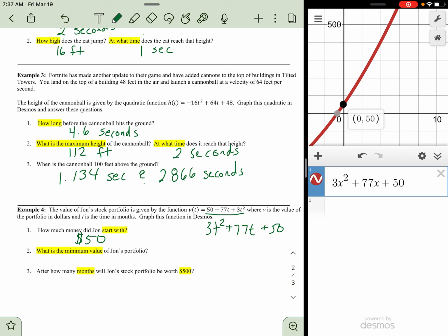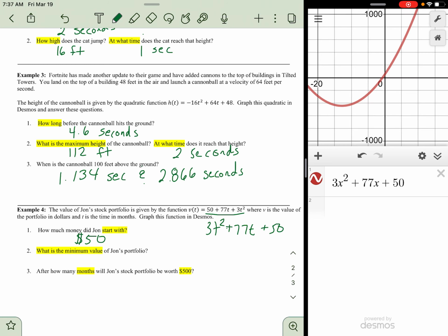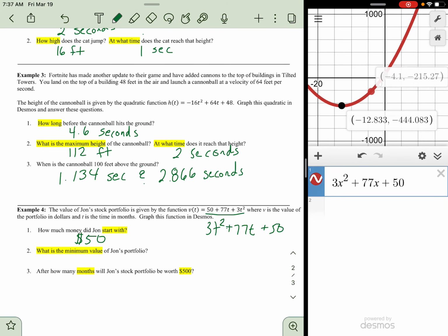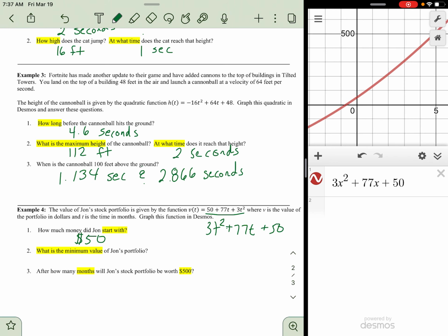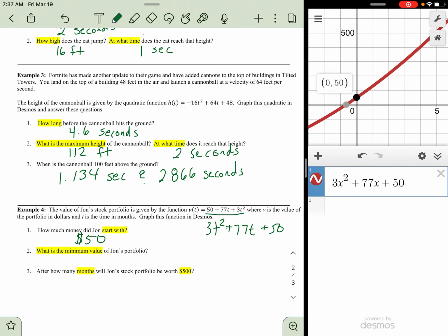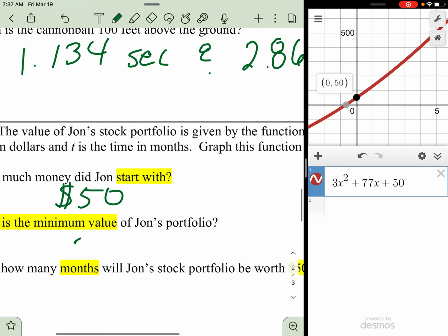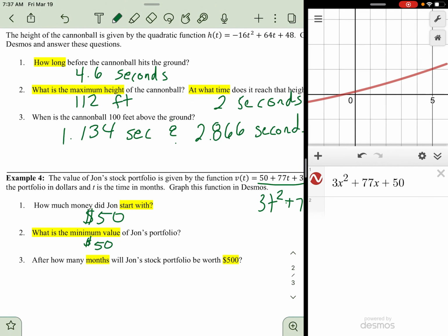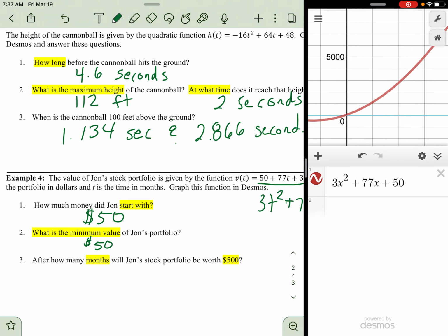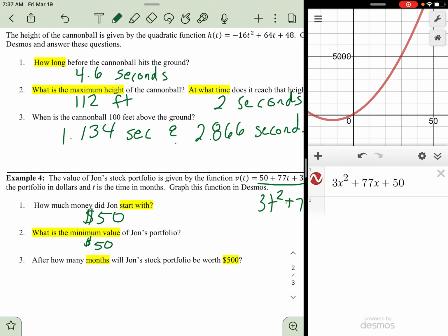What is the minimum value of John's portfolio? Well, you would say that it'd be something over here and say that this is a minimum value, but the problem with that is that this is a negative time, right? And he only starts with $50 because in a stock portfolio after that, it depends on where it goes. Well, if he started with 50, and you can't go negative in time, then the minimum value in this case would be the same value. Now if there's a min on the right side, then you would use that. But as you can see, a parabola just goes up and continues on forever.